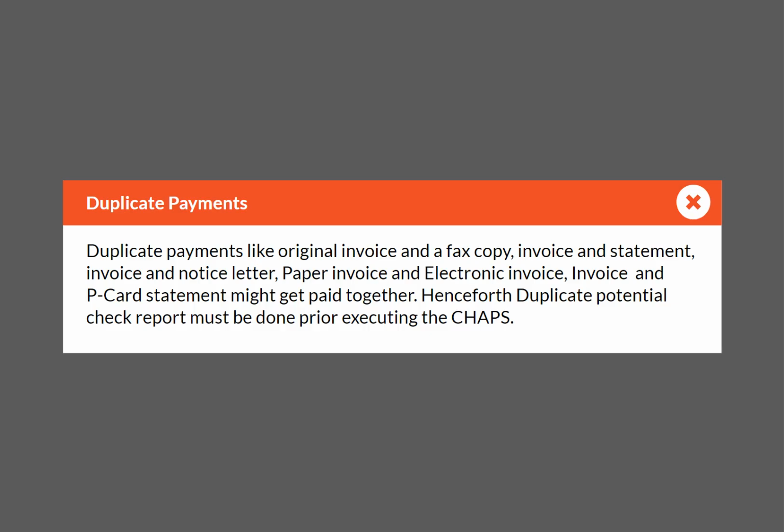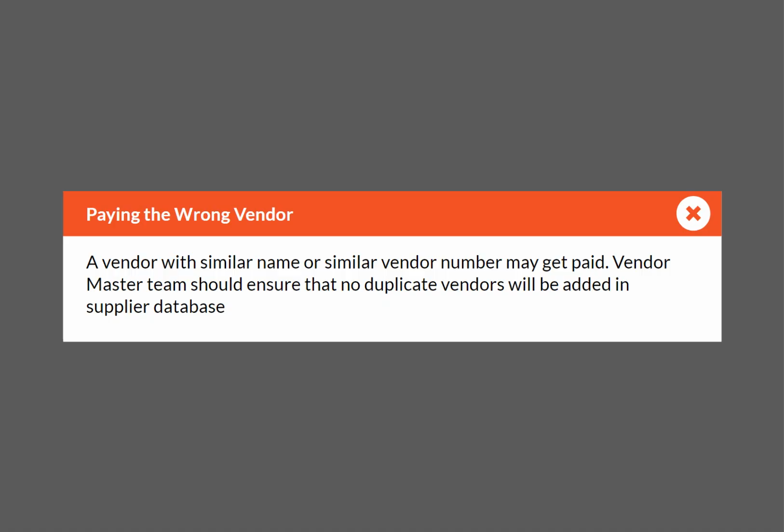Duplicate payments. Duplicate payments like original invoice and a fax copy, invoice and statement, invoice and notice letter, paper invoice and electronic invoice, invoice and P-card statement, might get paid together. Henceforth a duplicate potential check report must be done prior to executing the CHAPS. Paying the wrong vendor. A vendor with a similar name or similar vendor number may get paid. The vendor master team should ensure that no duplicate vendors are added in the supplier database.